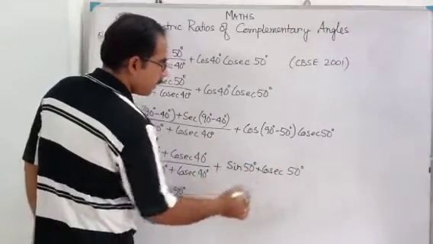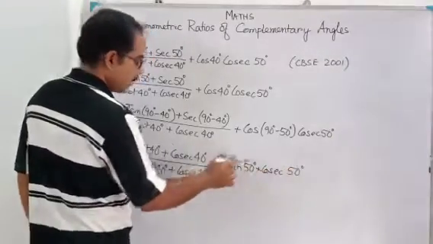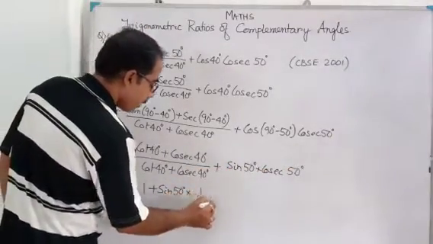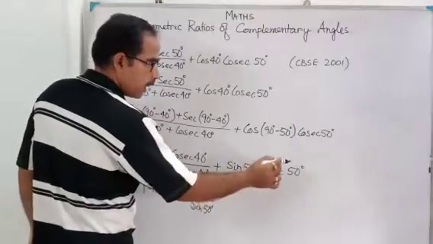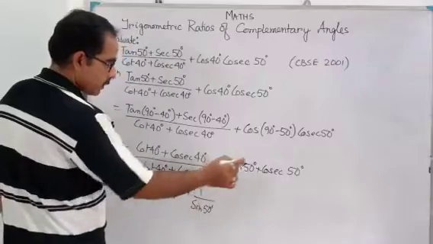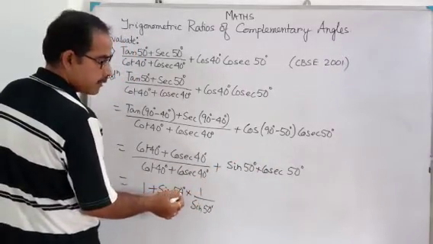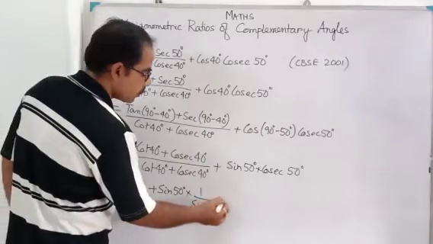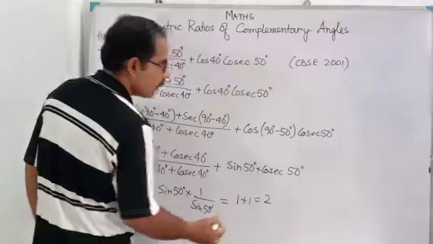Now cosec 50 degree, what we know, reciprocal, that means cosec 50 degree I can write in such a way as 1 by sin 50 degree. Why? Because cosec theta equals 1 by sin theta. So cosec 50 degree equals 1 by sin 50 degree. Now look here, sin 50 degree is here also, sin 50 degree here also. So afterwards you will get 1 plus 1. So the answer will be 2. I hope it is clear.